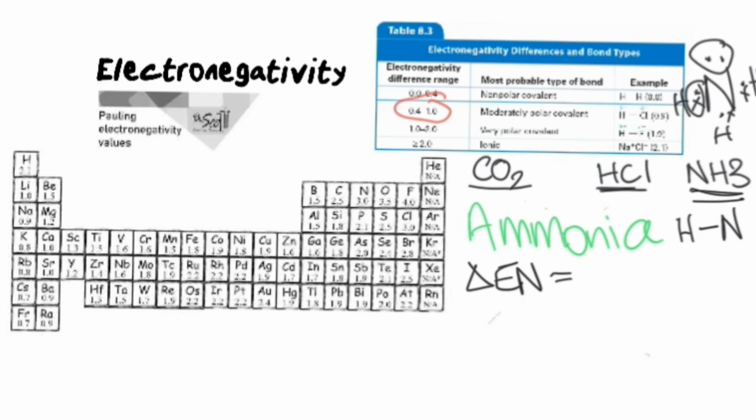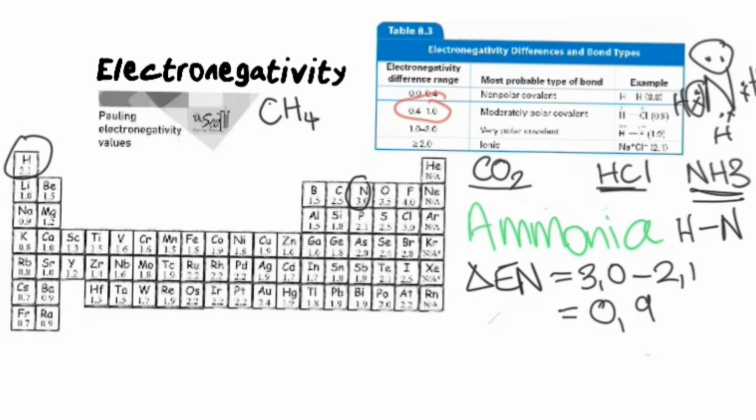So I'm going to my table. Nitrogen is 3.0 minus my hydrogen is 2.1. And that gives me an answer of 0.9. Now, just to do one more example, I'll just write it over here.